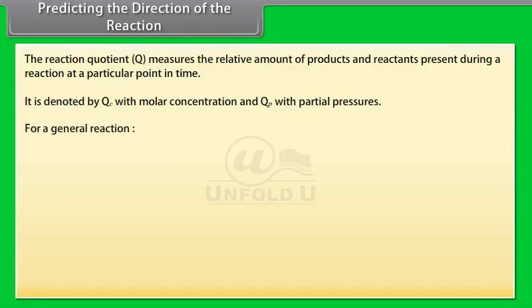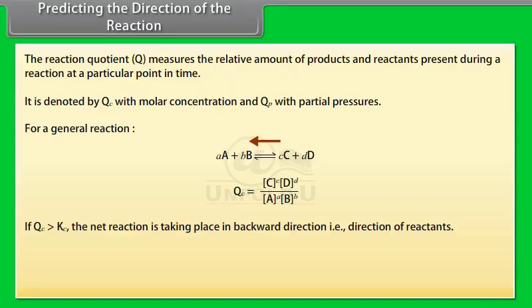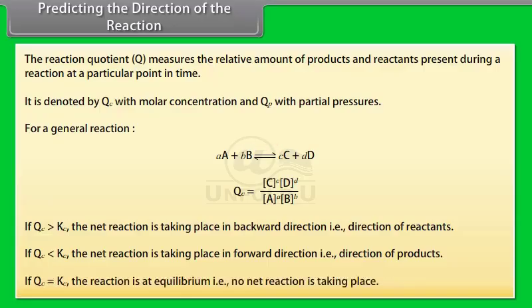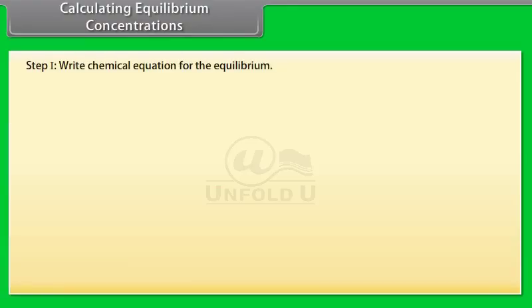For a general reaction, if Qc is greater than Kc, the net reaction is taking place in the backward direction, that is, the direction of reactants. If Qc is less than Kc, the net reaction is taking place in the forward direction, that is, the direction of products. If Qc is equal to Kc, the reaction is at equilibrium, that is, no net reaction is taking place. Calculating equilibrium concentrations. Write the chemical equation for the equilibrium.